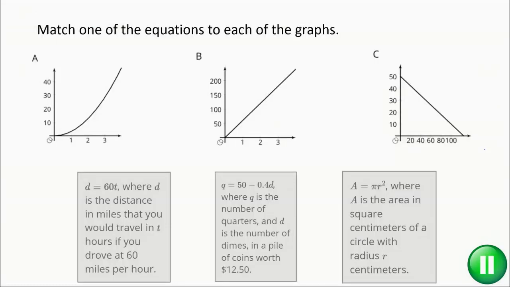All right, your next task says match one of these equations to each of the graphs below. So you have A, B, and C, and then you have these different equations. D equals 60 times T, where D is the distance in miles you would travel in T hours if you drove at 60 miles per hour. The next one is Q equals 50 minus 0.4 times D, where Q is the number of quarters and D is the number of dimes in a pile of coins worth $12.50. And then the next one is A, which is area, equals pi times r squared, where A is the area in square centimeters of a circle with radius r centimeters.